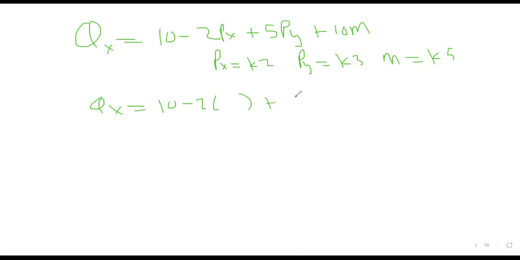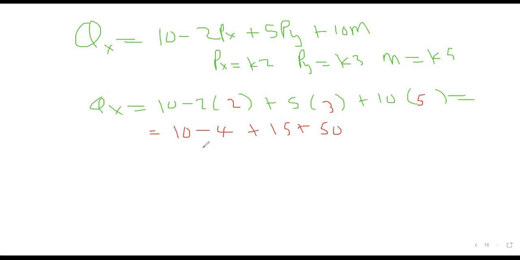Where there is the price of good X, you put 2. Where there's the price of good Y, you put what has been given, which will often be given in an exam setup. So this will be 10 minus 4 plus 15 plus 50. So the demand is 61 in there.